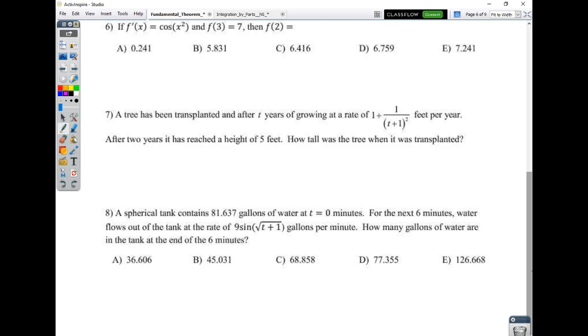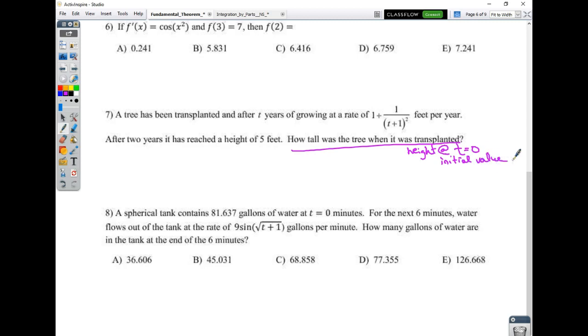A tree has been transplanted after t years of growing at a rate of 1 plus 1 over (t plus 1) squared feet per year. After 2 years, it has reached a height of 5 feet. How tall is the tree when it's been transplanted? So what am I looking for? I'm really trying to find what on earth was the height at t equals 0. That's sounding a lot like an initial value.